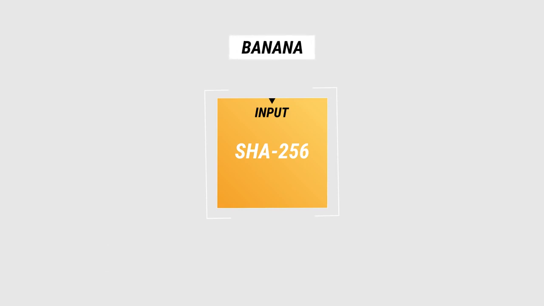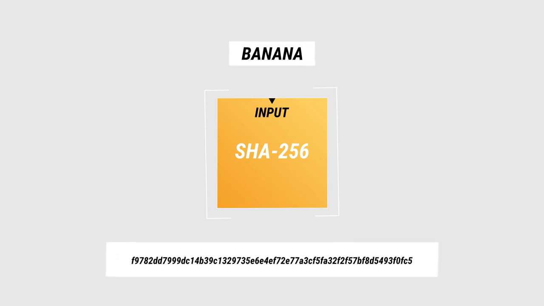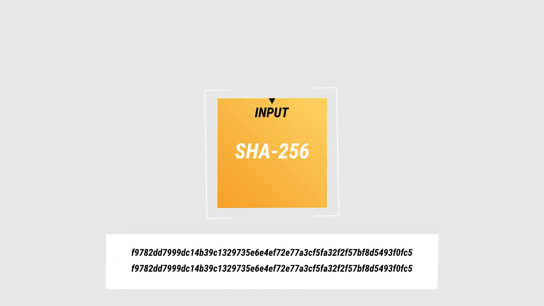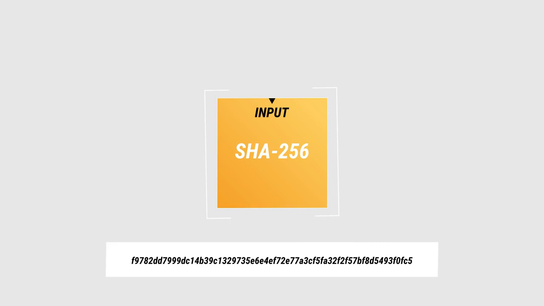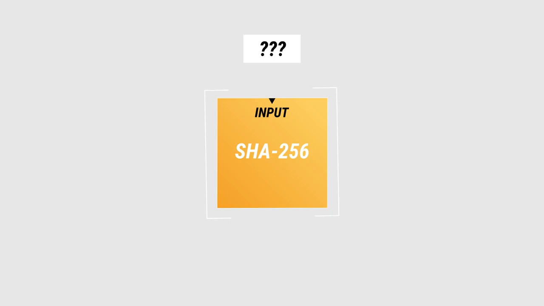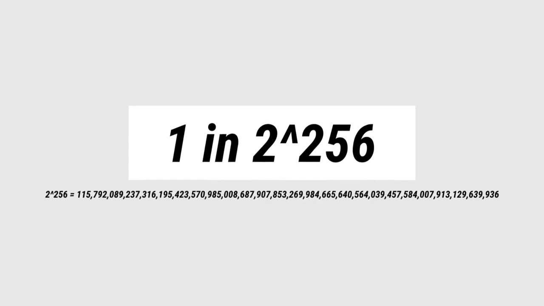The same input will give the same output every time. It's not random, but if you make a small change to the input, the output will change completely. It's also what's called a one-way function, meaning that if you only have the output, you can't calculate what the input was. You can only guess what the input was. And the odds of guessing that right is 1 in 2 to the power of 256, which is pretty much impossible. In other words, it's secure.